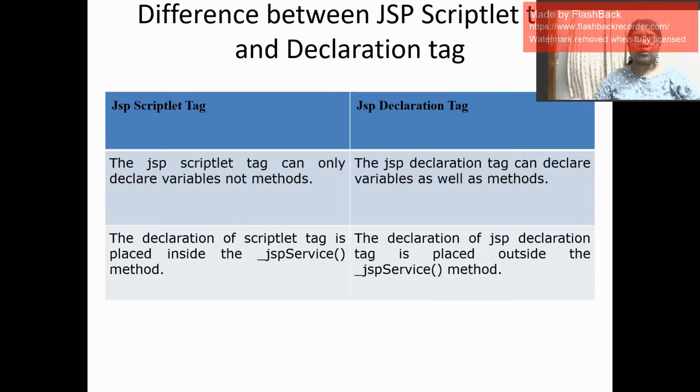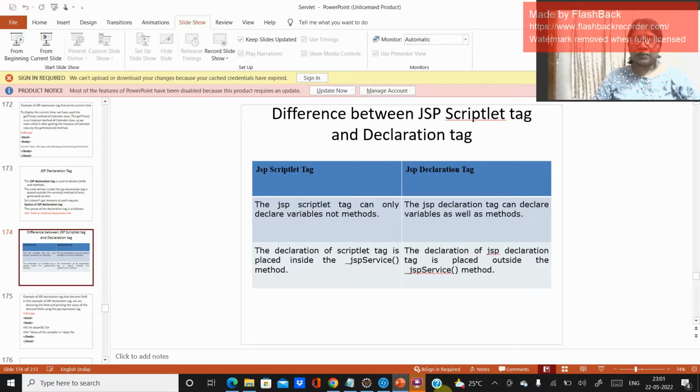So how to execute a JSP program? Before going to see the execution process, you can see the differences between scriptlet and declaration. A JSP scriptlet can declare variables and not methods, whereas the declaration declares variables and methods. The scriptlet is inside the JSP service method, whereas the declaration is placed outside the JSP service method.